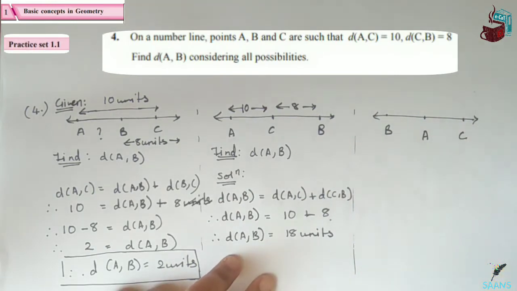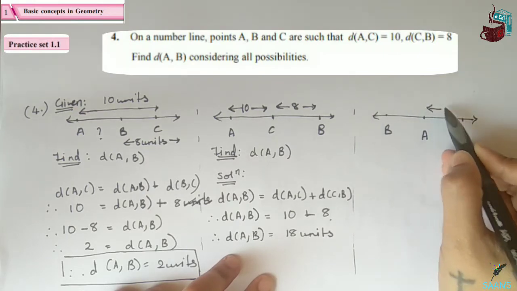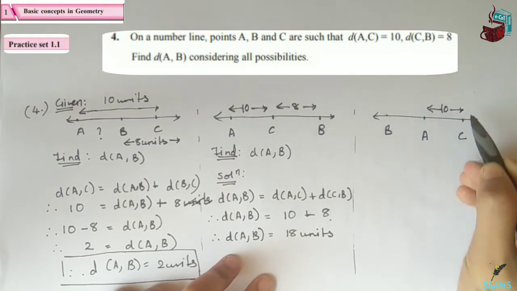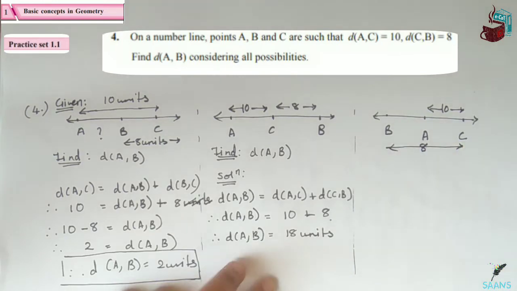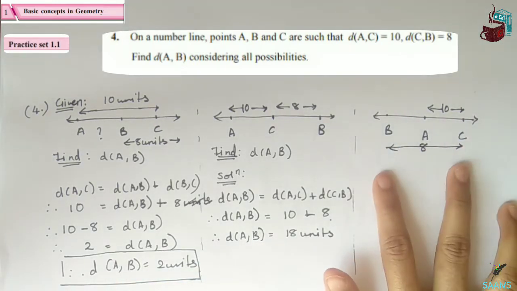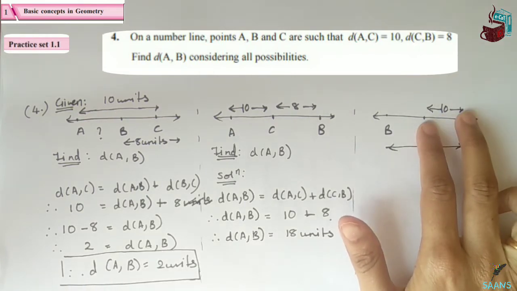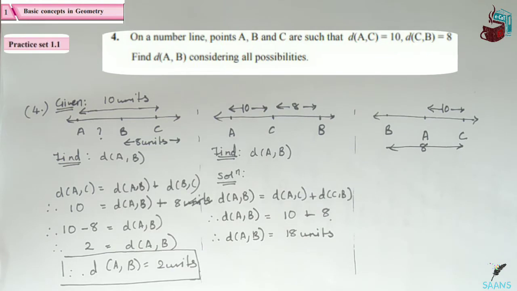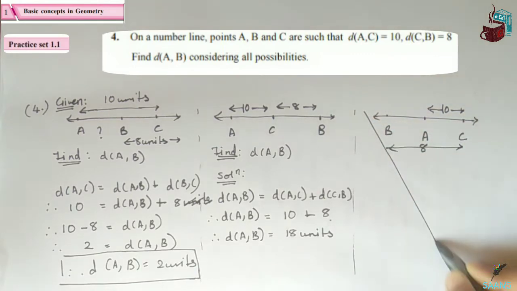Let's move on to the next question. Okay, last one for today. AC is 10, BC is 8. Now you can clearly see the longer distance is 8, shorter distance is 10. So this condition is not possible. Okay, so this is not a possibility, so it cannot be solved. So we leave this out.